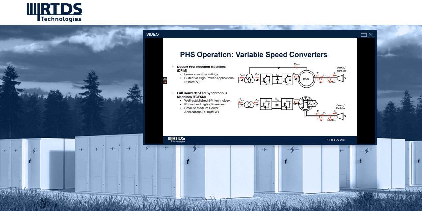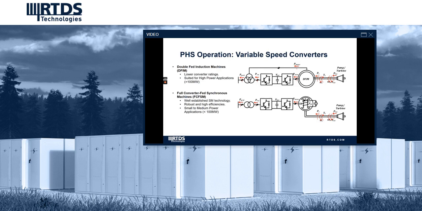There are two main configurations for variable speed units, which are the doubly fed induction units and the full converter fed synchronous machine units. In the full converter units, a synchronous machine is connected to the grid through a full power-rated back-to-back converter. The power converter can control the machine's stator magnetic field frequency from 0 to rated speed, producing substantially large torques at 0 speed, allowing the rapid startup of the pump hydro storage system.